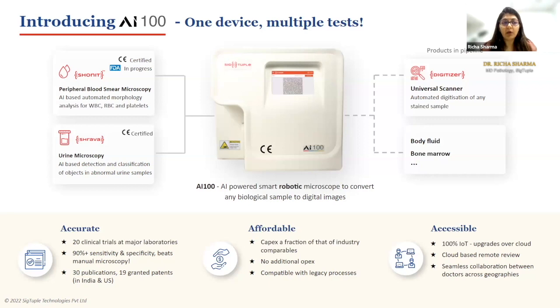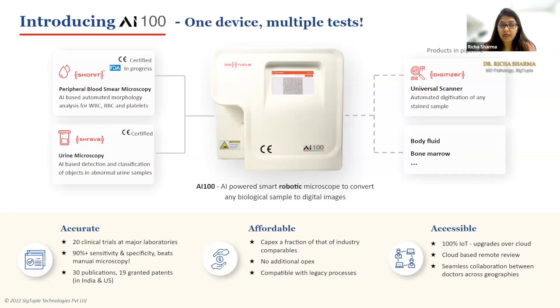They are nothing but algorithms which will take multiple pictures of the slide that you have loaded, that it has scanned, and then through analyzing those multiple images, they are going to give you an AI-based automated morphology analysis of WBCs, RBCs, and platelets if you are using Shonit as a software.